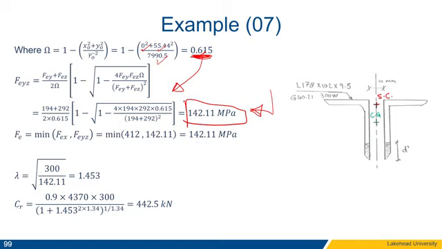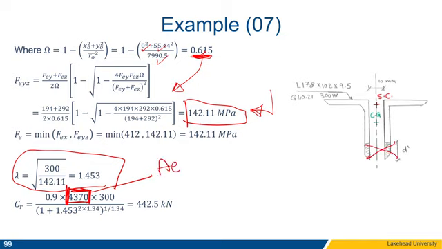So we will use that to calculate lambda. And don't forget that this is actually the area that you are going to use, which is the effective area, while taking out this additional part.